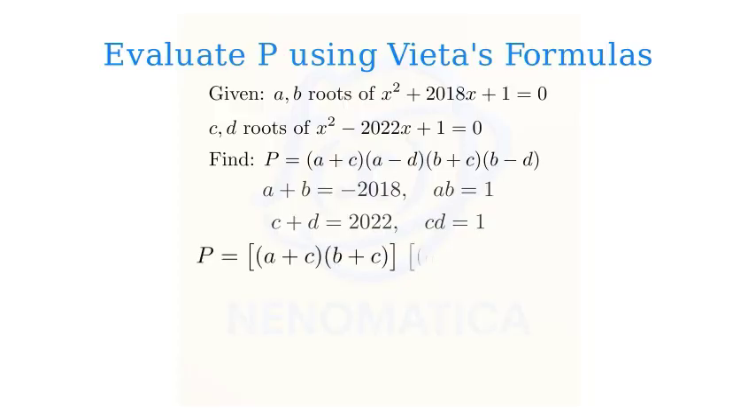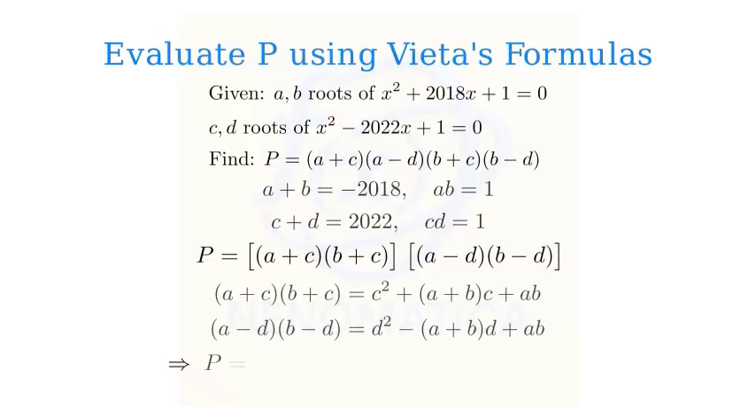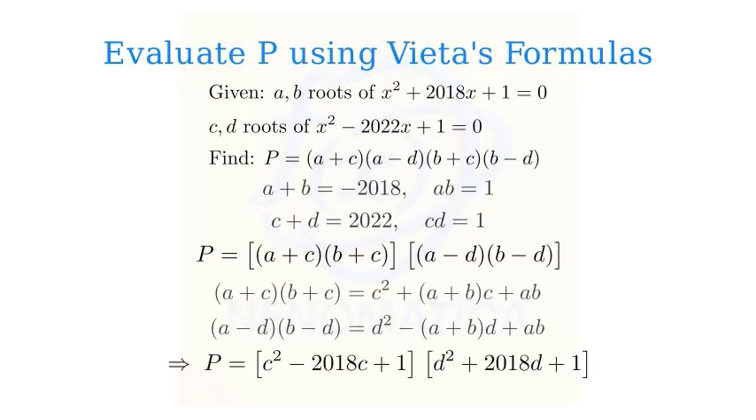Now regroup p as two brackets. Place a plus c with b plus c, and a minus d with b minus d. Expand each bracket in a symmetric way. The first bracket equals c squared plus (a plus b) times c plus ab. The second bracket equals d squared minus (a plus b) times d plus ab.